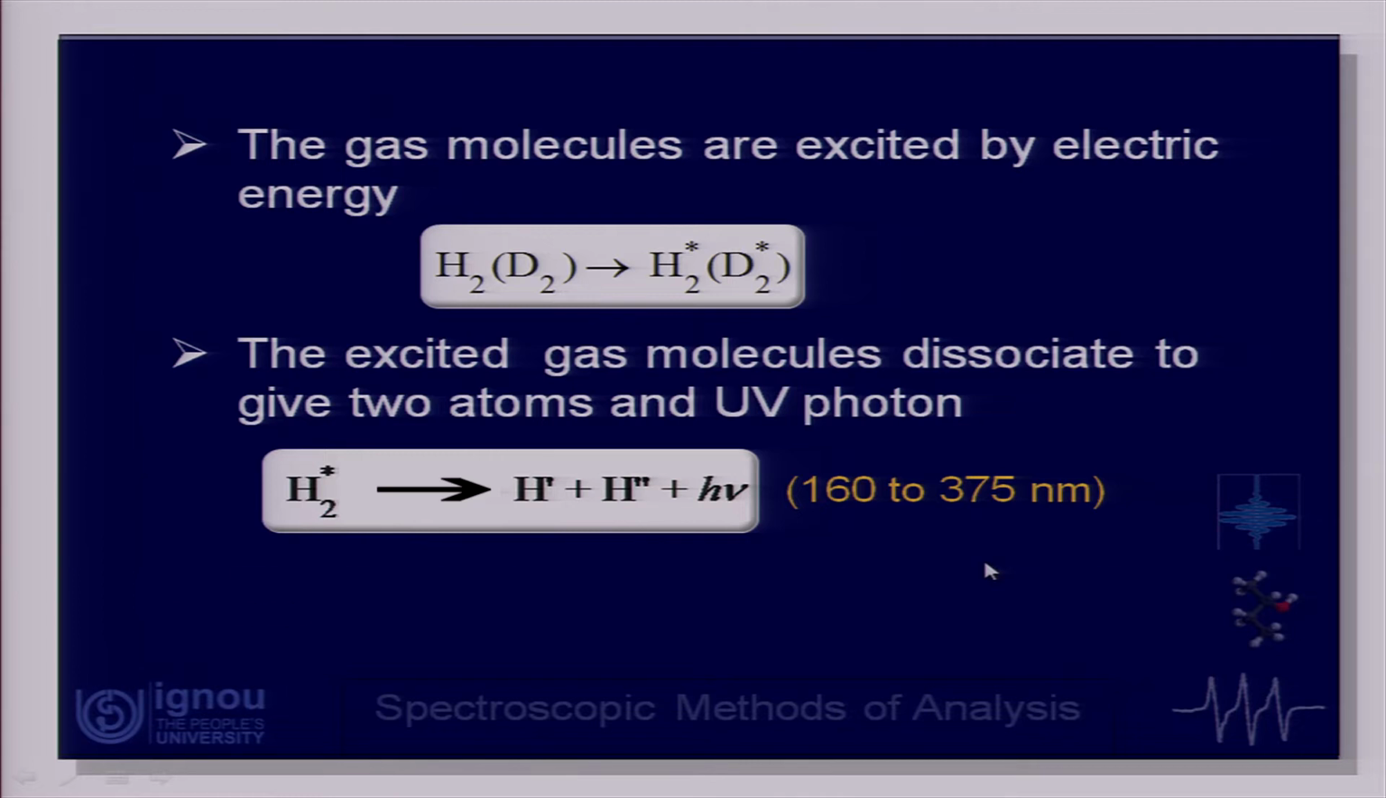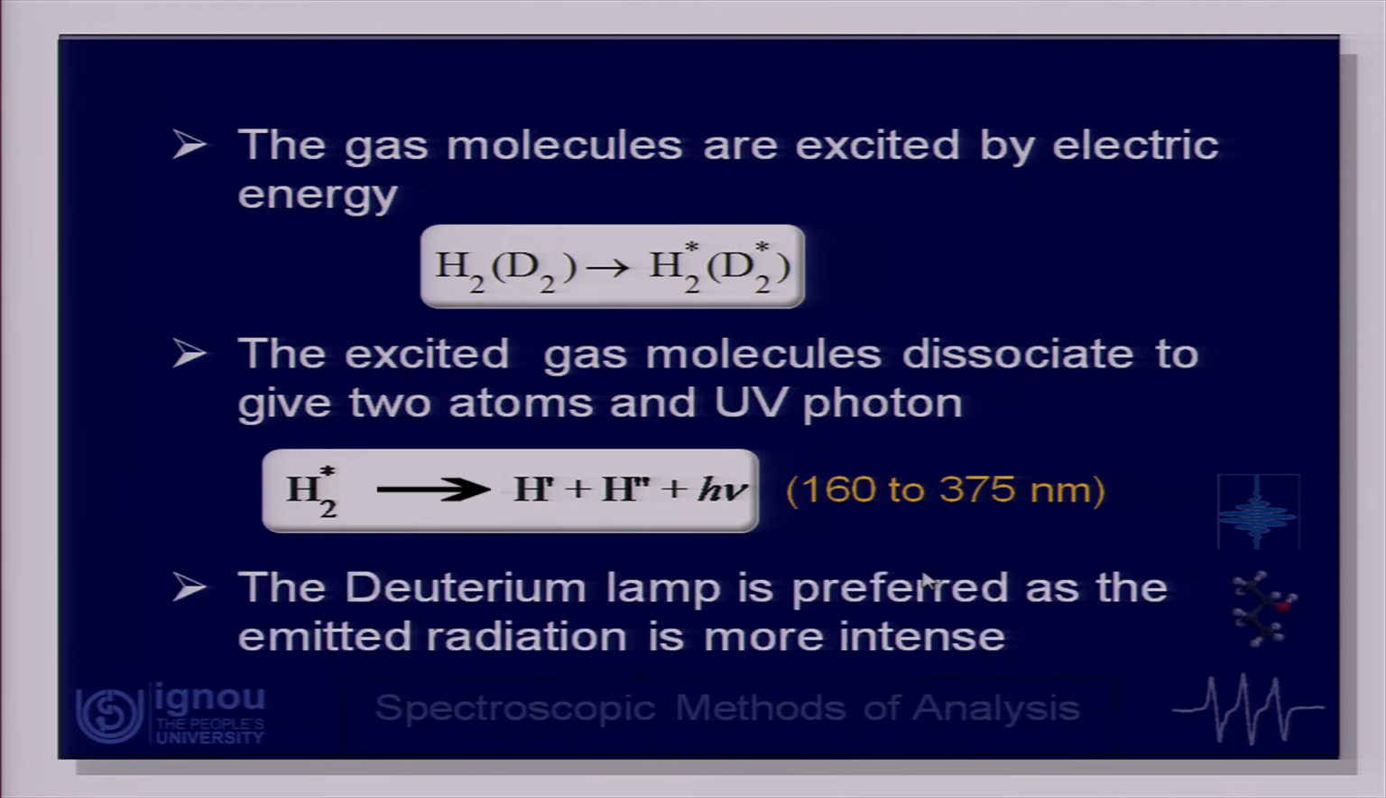And what you find is that between hydrogen and deuterium, deuterium is a better lamp because it gives radiation which is more intense. So, deuterium lamps are used more often than hydrogen lamps. Okay. That is as regards our radiation source for the UV range.